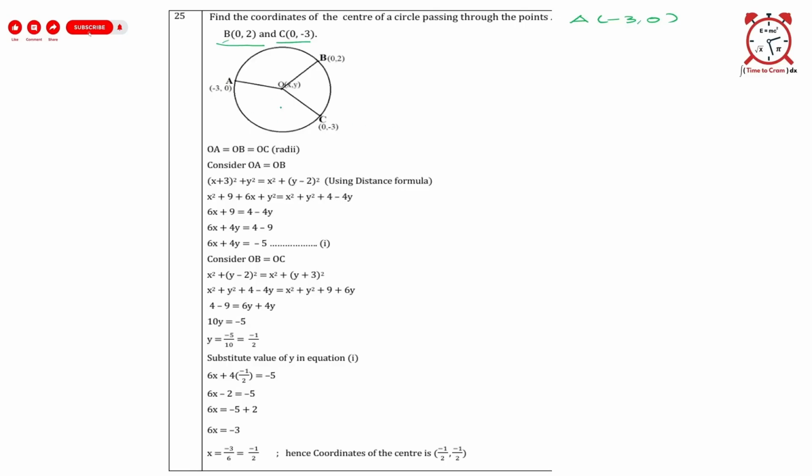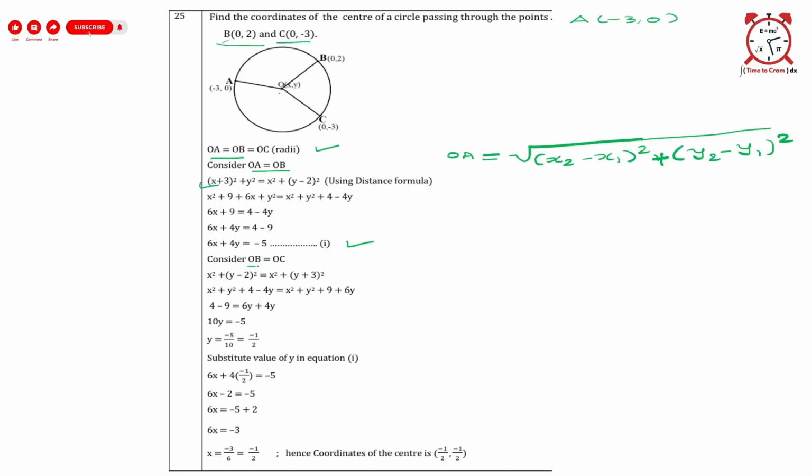We can see that here. So if we connect them from the center, then we are getting the equal radius here. So if we consider or equalize first OA equal to OB, because we know that all radii are always equal in a given circle. So here we have to use the distance formula. Using this distance formula, we will come to this step after keeping the values of the coordinates, and after simplification we will get this equation 6x plus 4y equal to -5.